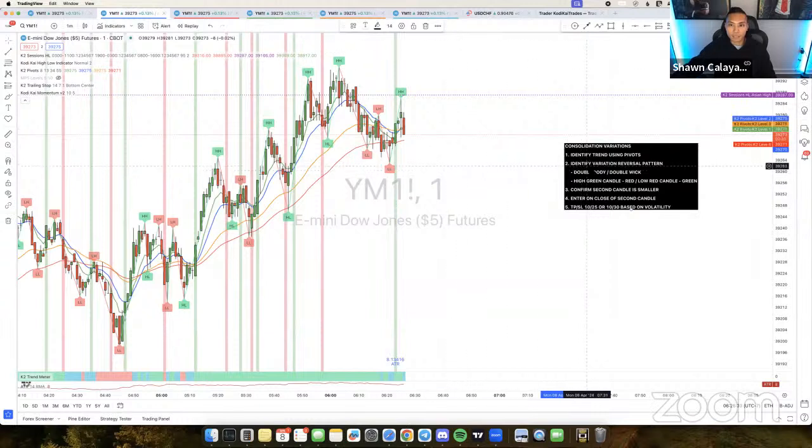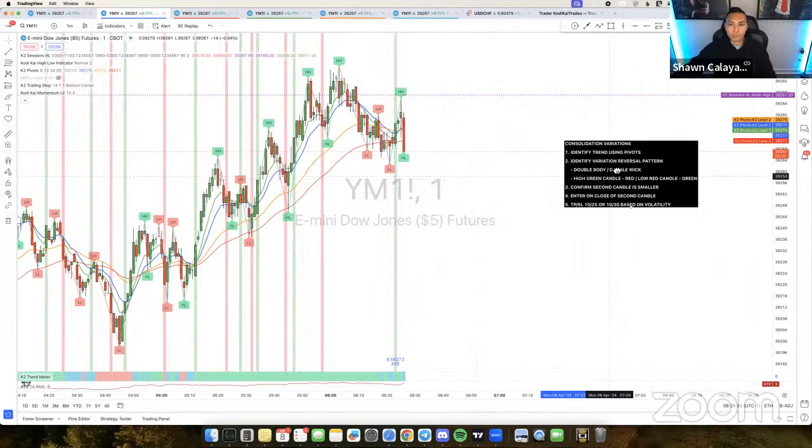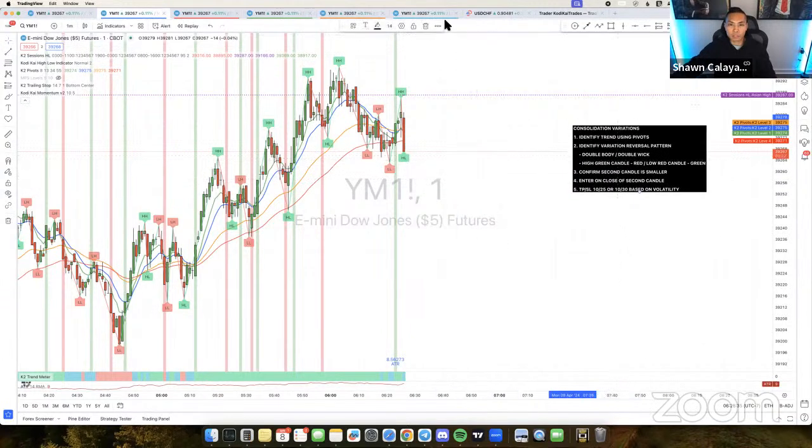And then we're going to identify a variation pattern, which could be a double body, double wick. That's a V1 variation. Or we're going to look for a high green candle with a red following candle, or a low red candle with a following green candle. That's the only difference. I mean, the real difference here are the last two requirements. So basically, there's going to be a different pattern. It doesn't have to be a double body, double wick. It's going to be either a low candle with an opposite candle or a high candle with an opposite candle.